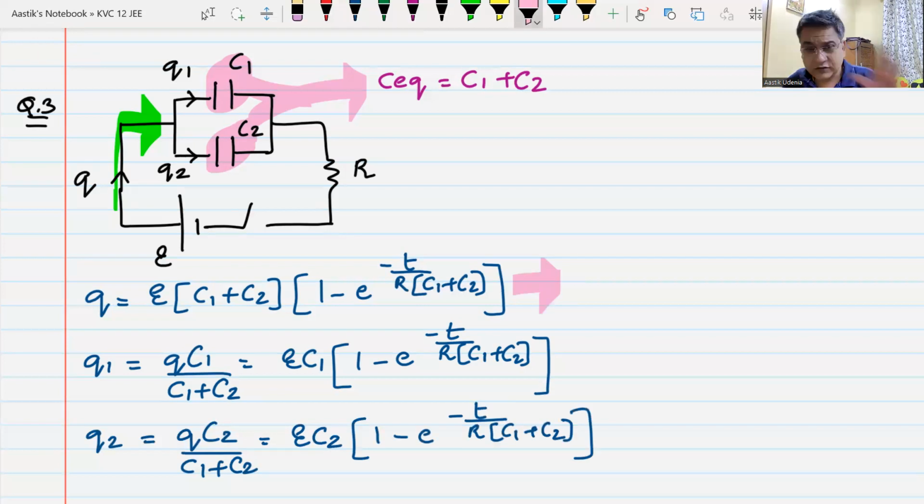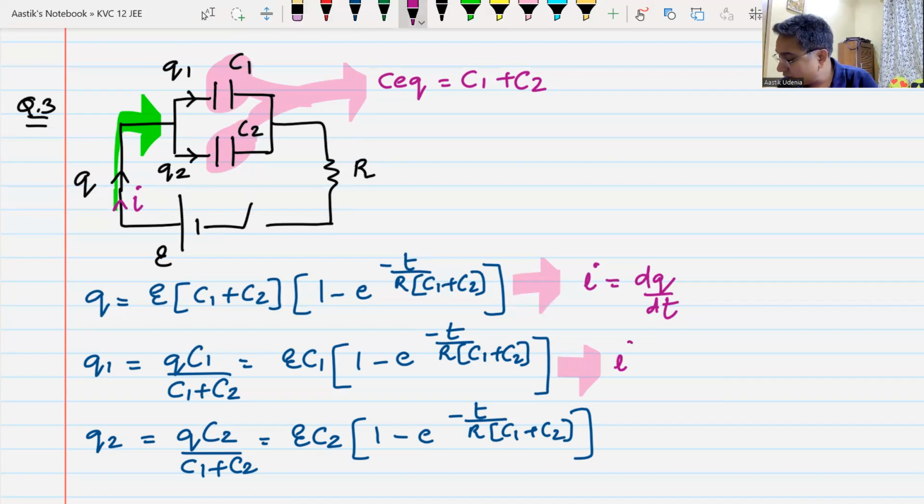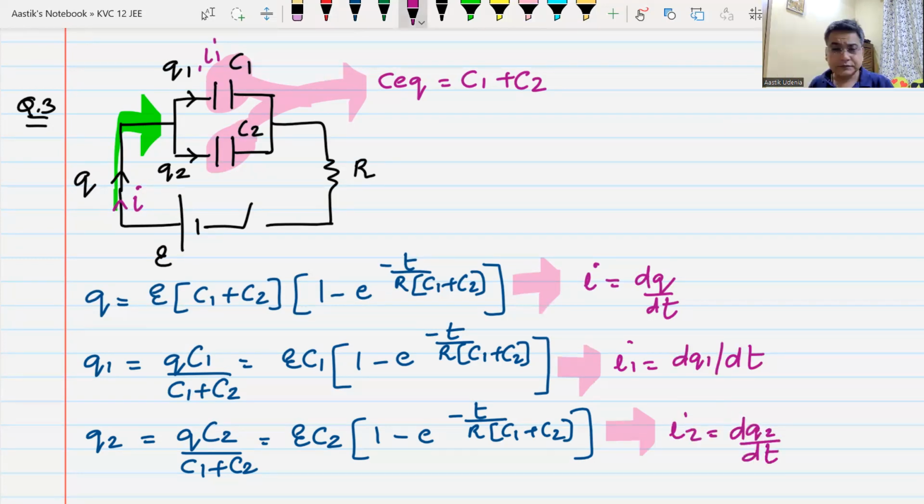Now, I'm not going to do that. If you differentiate this equation with respect to time, you will get I, which is the current flowing in the first branch. If my dear friends, we differentiate this equation with respect to time, I will get the value of current in the branch of capacitor C1, I1. If you differentiate this, you will get the current in the second branch. I leave that task to you. Should not be asked, not even in a JEE Advanced.